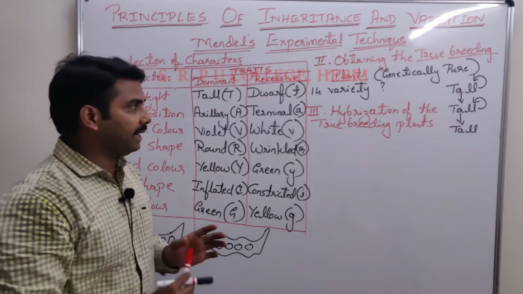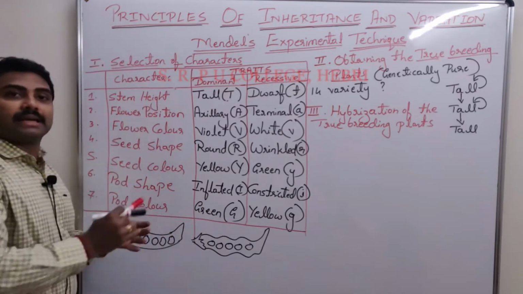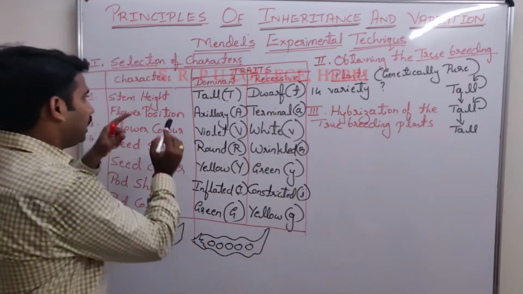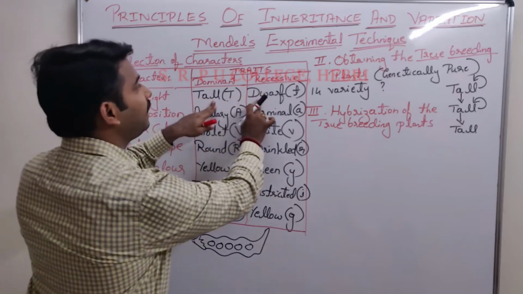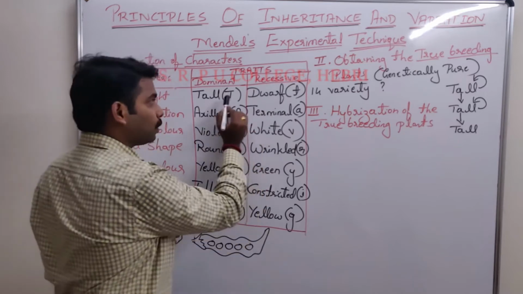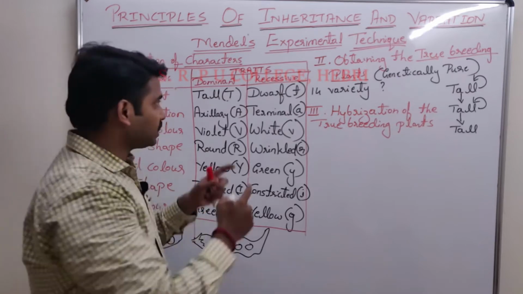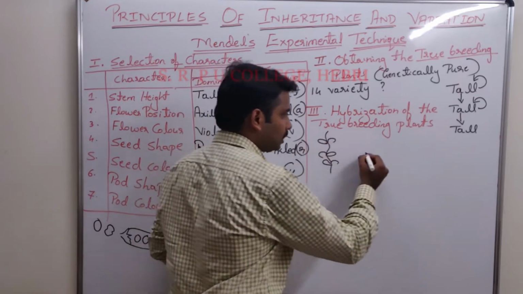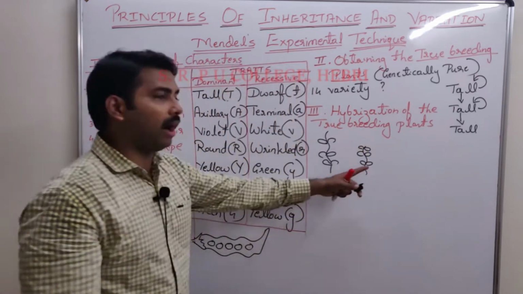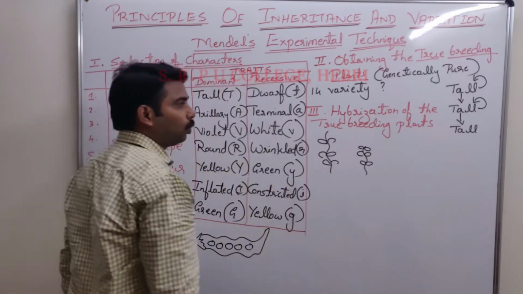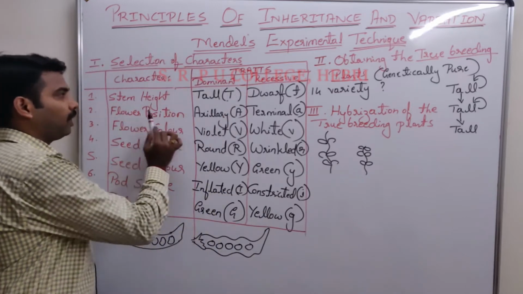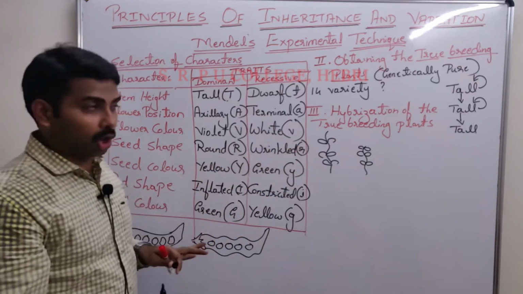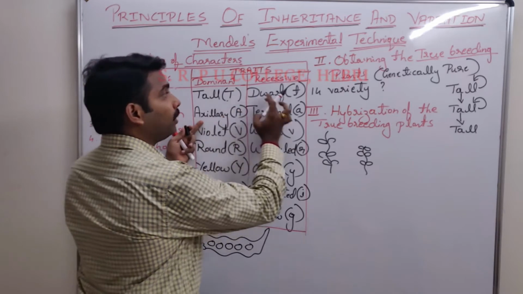What does this mean? He selected a character, say for example height as a character. Already in his garden the true breeding tall plant is present, true breeding dwarf plant is present. He selected a character and its true breeding traits. The traits which are genetically pure or true breeding plants were crossed. This is a pea plant which is tall. This is a dwarf pea plant. Tall true breeding plant, dwarf true breeding plant he selected. Suppose he considers flower position, he considers axillary true breeding plant, terminal flower position true breeding plant. He cannot cross an axillary true breeding plant with a dwarf true breeding plant.